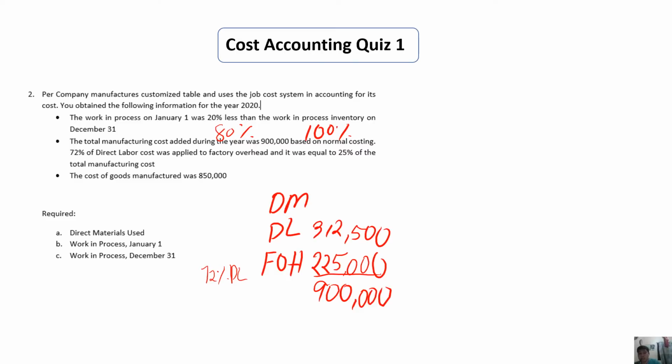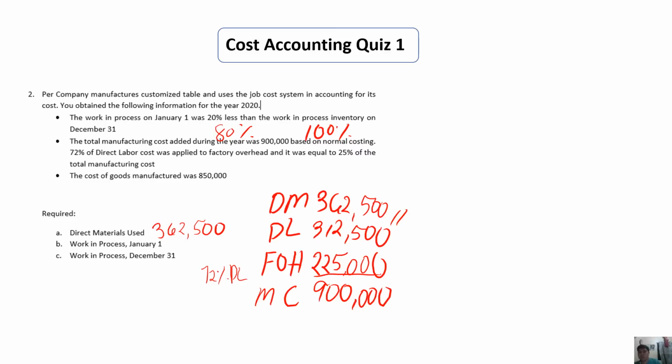Dahil kompleto na, meron na tayong direct labor, factory overhead, and we also have the manufacturing cost. Ang nawawala na lang is yung direct materials, so pwede na po natin i-less. Manufacturing cost minus factory overhead minus direct labor, that will be direct materials. So 900,000 minus 225,000 pesos minus 312,500 pesos. So direct materials used is 362,500, which is ito yung ating first requirement na letter A. So lagay natin dito ay 362,500. Okay na tayo dun sa first requirement.